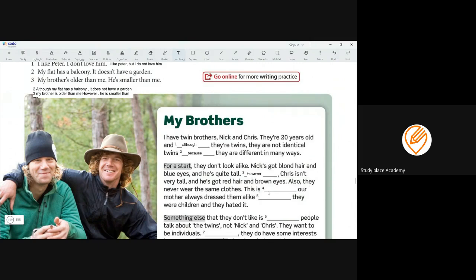This is because our mother always dressed them alike. So here, why? Because our mother always dressed them alike when they were children and they hated that.